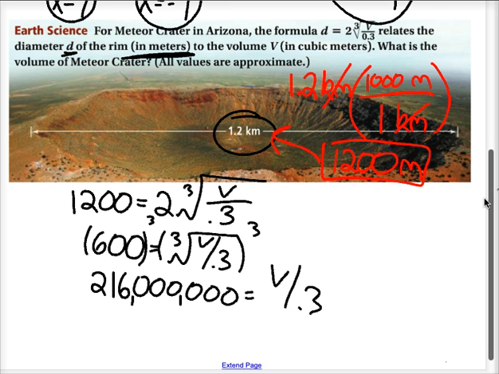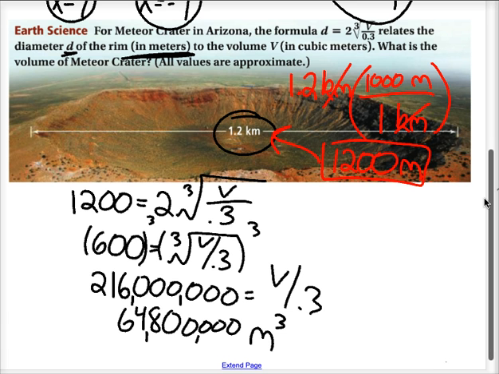All right, so that is a huge number. Now, let's take a look. If I want V by itself, that volume by itself, well, now it's telling me I need to multiply by 0.3 to get rid of that. And that's still going to leave me with a really large number, though. And this is in cubic meters.